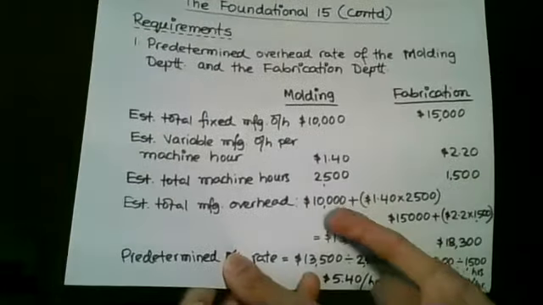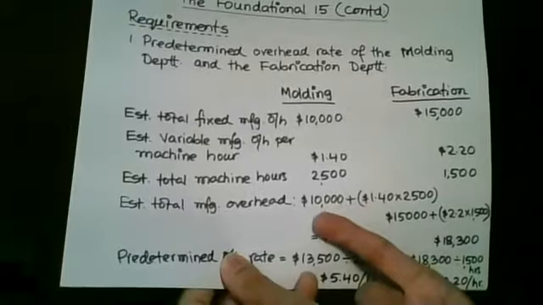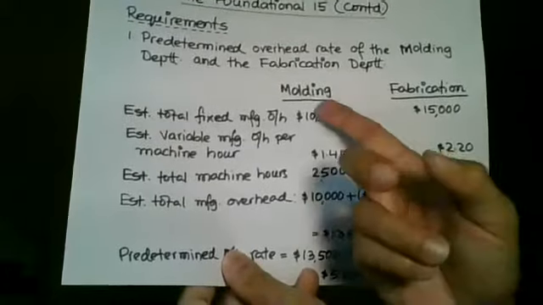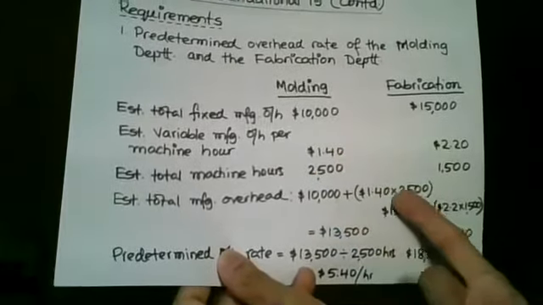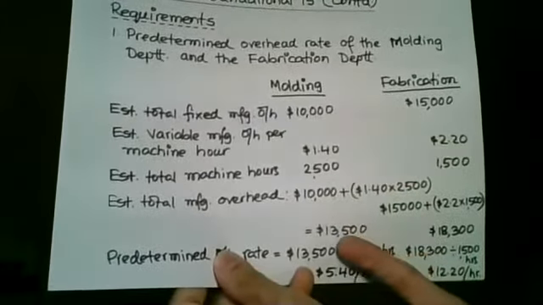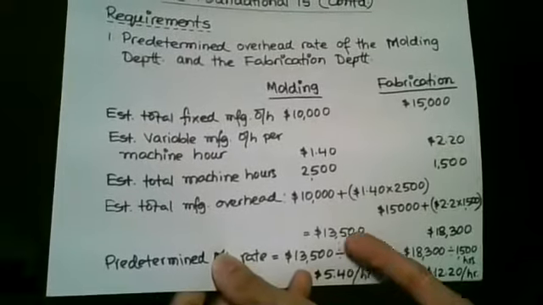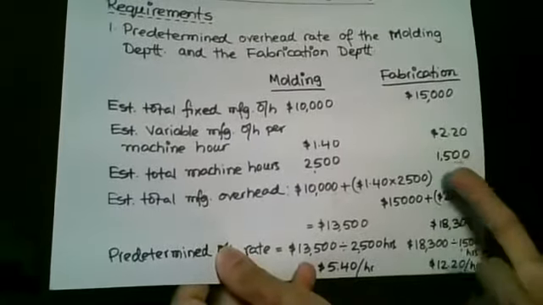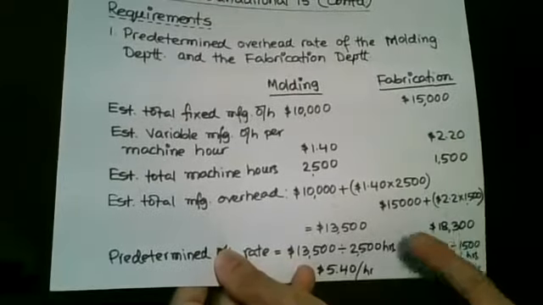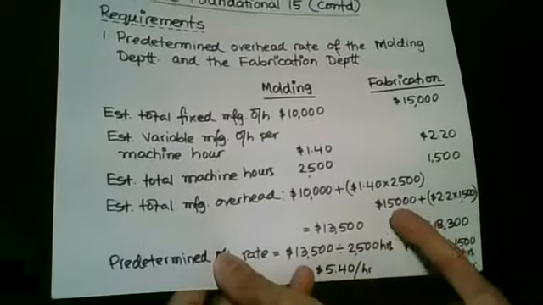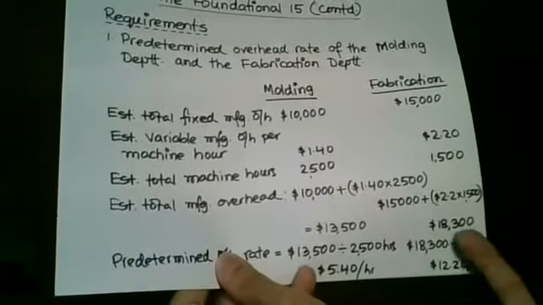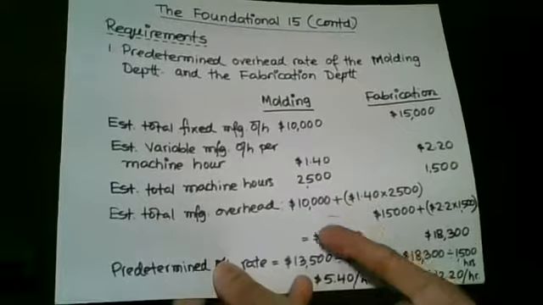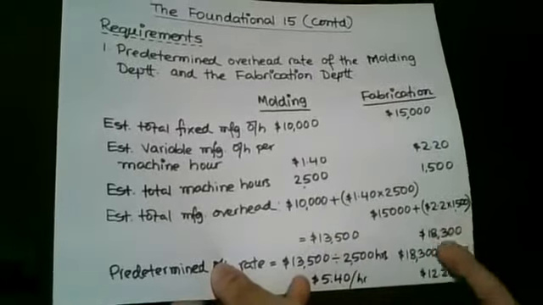So you can see the total manufacturing overhead. This is for molding, $10,000 plus $1.40 times 2,500. So that gives us a total of $13,500. And for fabrication, it's going to be $15,000 plus 2.2 times 1,500. That gives us $18,300. So this is the total estimated overhead for the molding department and the total estimated overhead for the fabrication department.